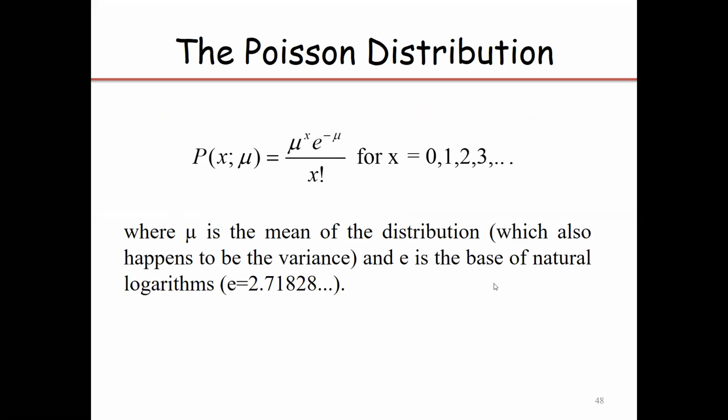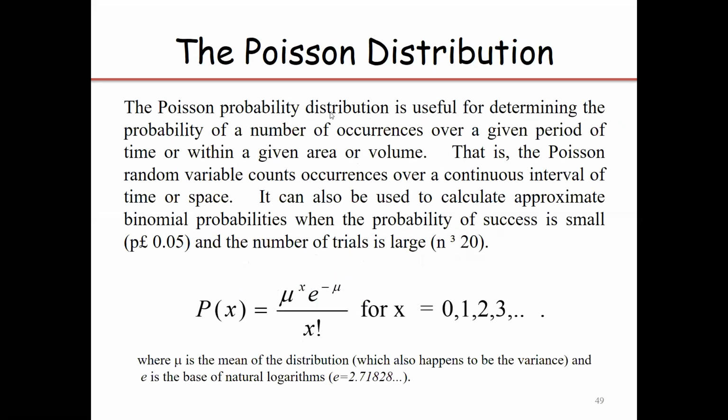This is the Poisson model. The Poisson probability distribution is useful for determining the probability of the number of occurrences over a given period of time. In all the situations where binomial was used, we can use the Poisson model. The reason is, for a large number of n, instead of using combinatorials, we approximate this by the Poisson distribution.